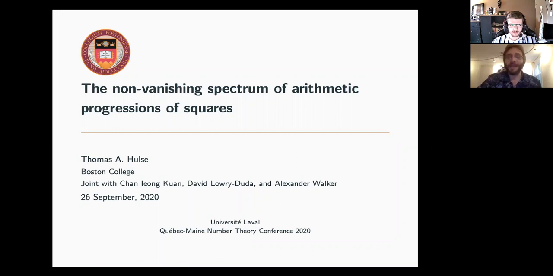Quebec-Maine has been my favorite conference for the last 5 years. I remember last year, Stephen J. Miller expressed a sentiment to the effect that this was one of his non-negotiable weekends in terms of things that he had to attend. And I found that really resonated with me at the time. And I'm saddened that I can't be there in person, but I am happy that I have the opportunity to participate in this capacity, nevertheless.